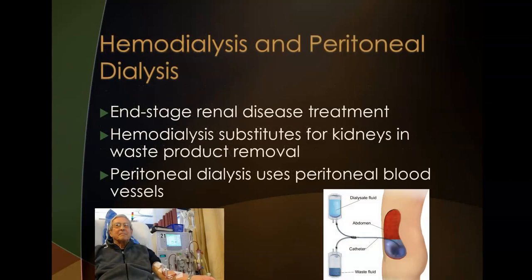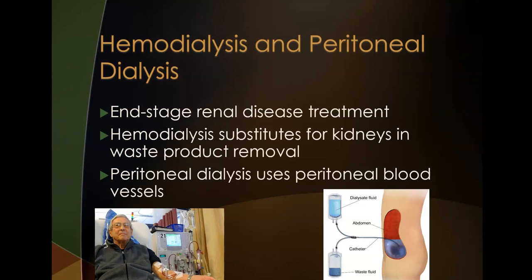And then lastly, how do we treat all this? Hemodialysis and peritoneal dialysis are the end-stage renal disease treatments. Hemodialysis substitutes for the kidneys in waste product removal. So that's what you see right here. The machine is pulling the blood out, filtering it, and then putting it back in. So this dialysis machine is doing the work that the kidneys would normally do. People that are on hemodialysis have to do it several times a week, usually every other day or something like that.